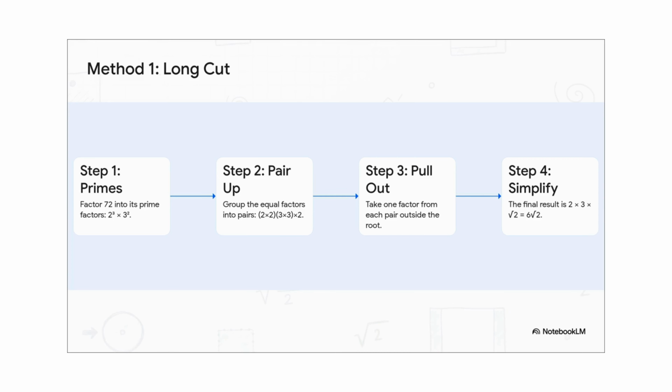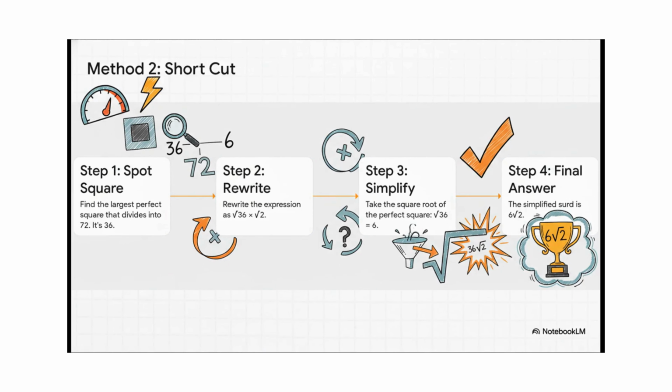You just break the number all the way down to its prime factors. For 72, that's a bunch of 2s and 3s. Then you look for pairs. For every pair of numbers you find, you get to pull one of them outside the root. So a pair of 2s becomes a single 2 outside. A pair of 3s becomes a single 3. You multiply those outside numbers together, and you get 6 root 2. Done. Okay, now for the shortcut.